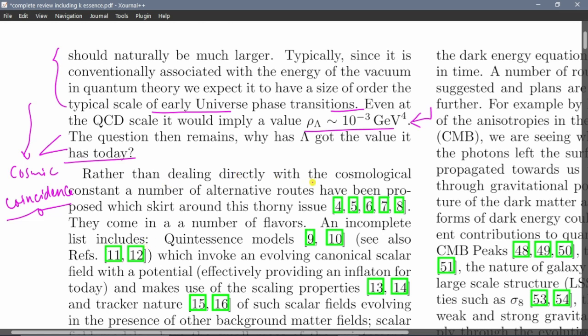So rather than dealing directly with the cosmological constant, a number of alternative routes have been proposed which skirt around this theory issue.